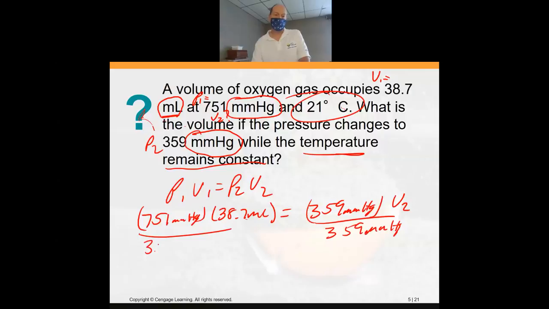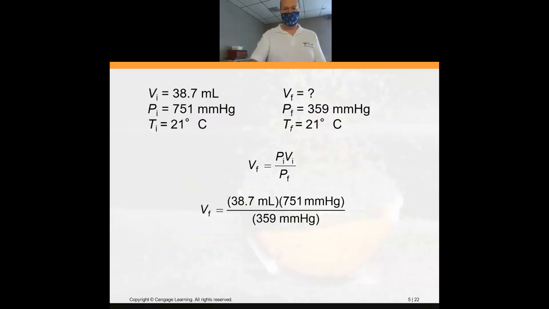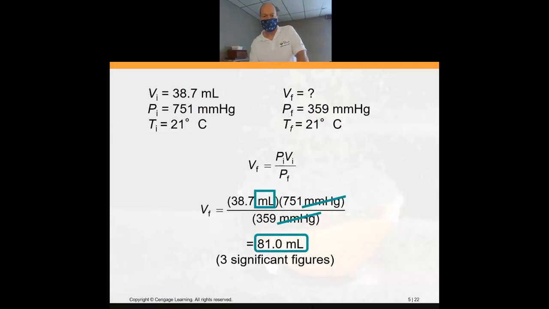Divide by 359 millimeters of mercury. So now you see the millimeters of mercury were canceled. That's why the units have to be the same. And then the unit you get is milliliters. And so when you push the buttons, you get the answer, which is 81 milliliters.